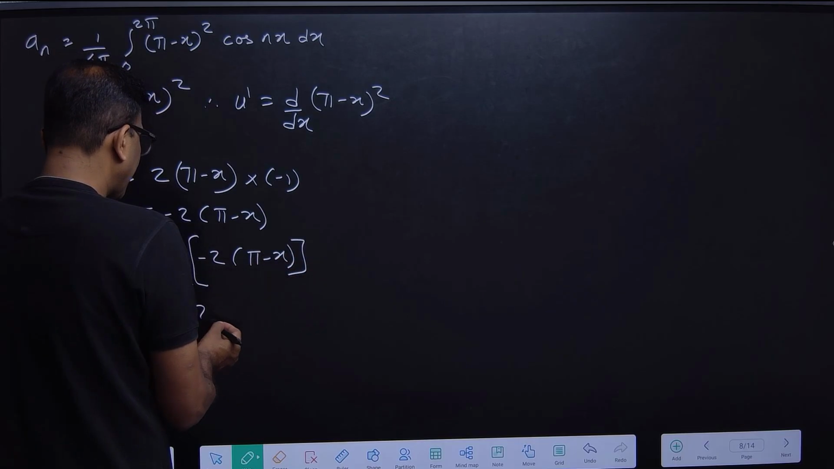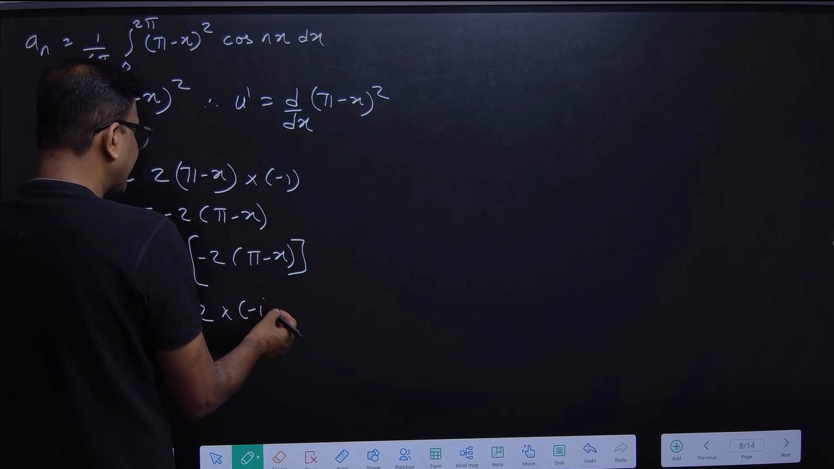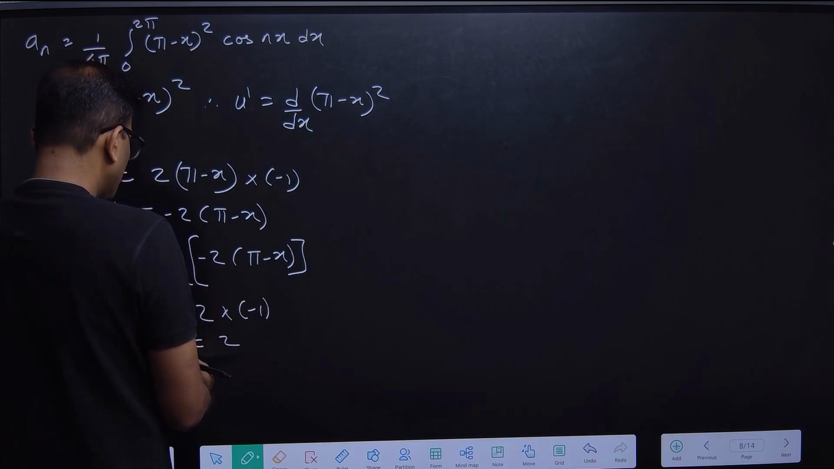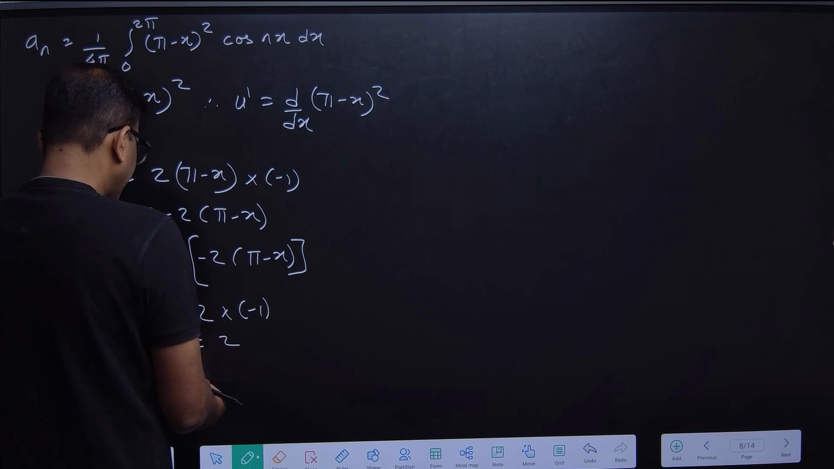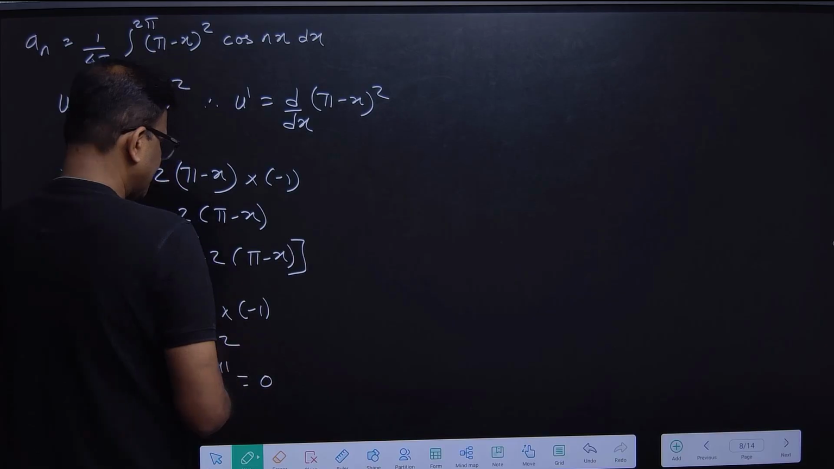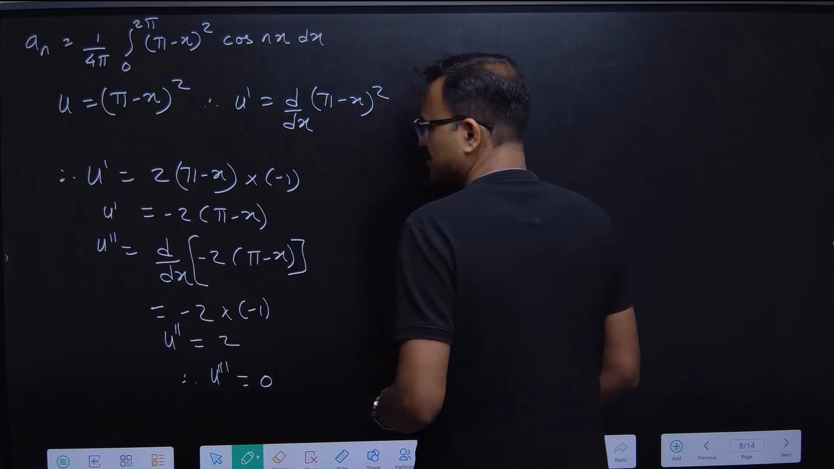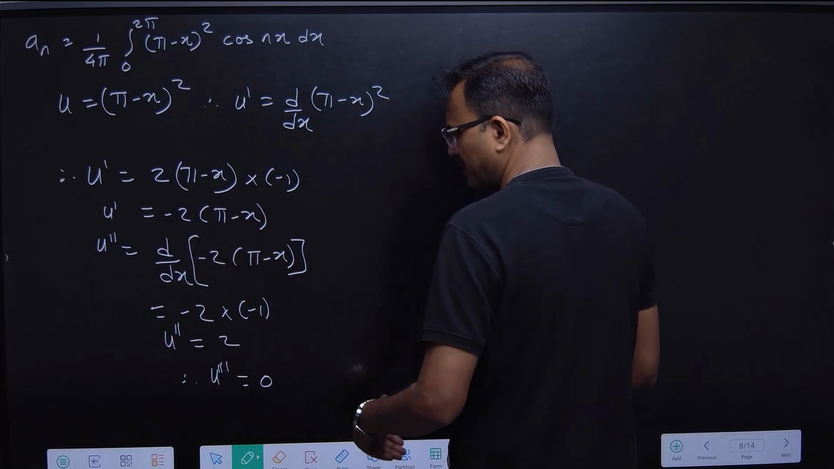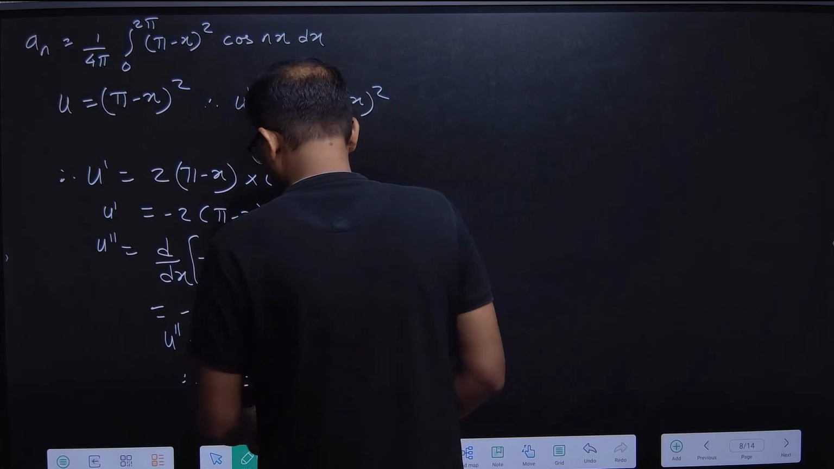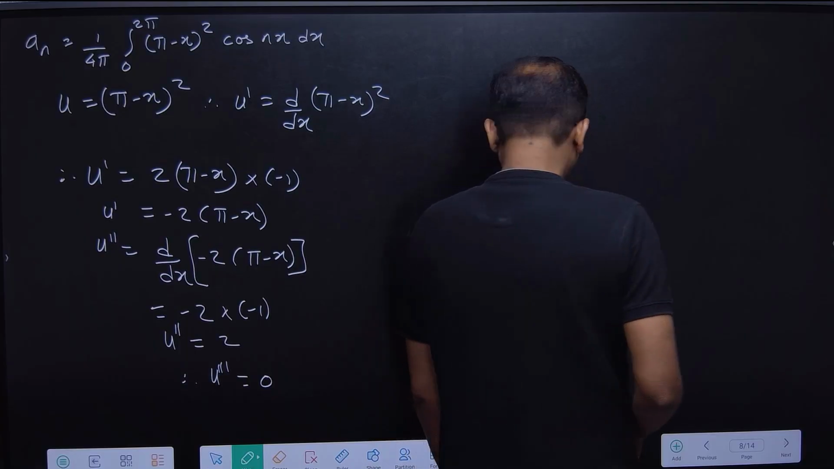So we can take that minus 2 outside, and derivative of pi minus x with respect to x will be minus 1. So it becomes 2, which is our u double dash, and therefore u triple dash is the derivative of 2, that will be 0. So u dash is the derivative of u, u double dash is the derivative of u dash, and u triple dash is the derivative of u double dash. U triple dash is 0. So we'll need terms only till v2.